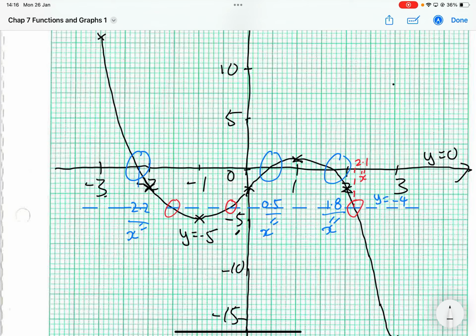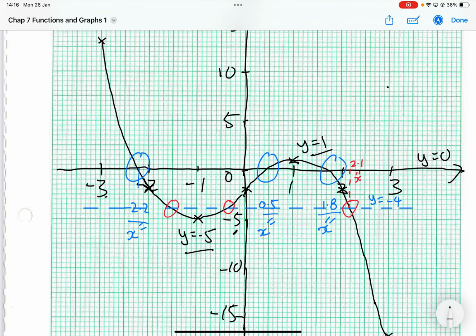Then this one, my turning point was at y equals 2. Here my y is 1. So I have y equals -5 and y equals 1. The turning points: here is from downward, turn upward. Here is from upward, turn downward. So I have 2 turning points.